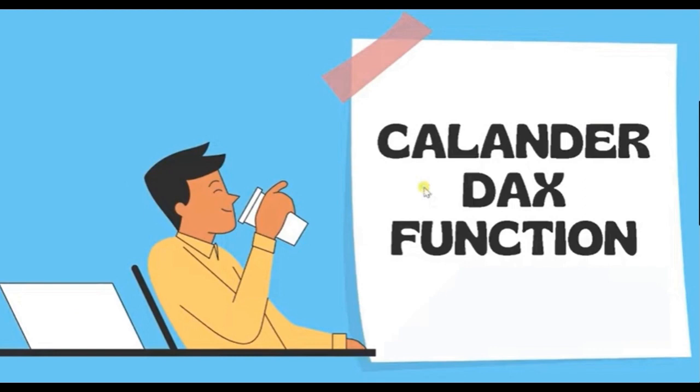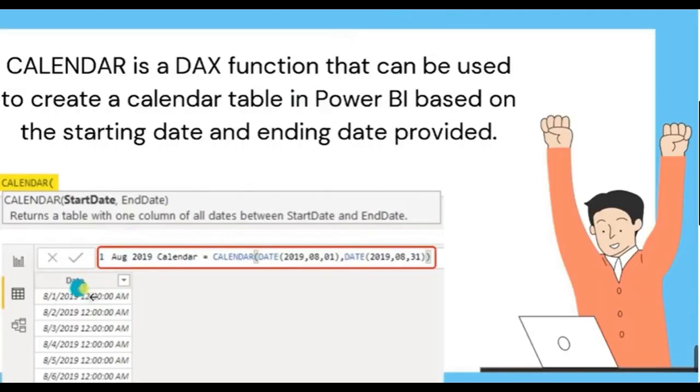Now what is the CALENDAR DAX function? So CALENDAR is a DAX function that can be used to create a calendar table in Power BI based on the starting date and the ending date provided. We can write it like CALENDAR, start date, end date, and it returns a table with one column of all dates between start date and end date. So if we have a table where 10 years of data is there, like 1st January 2000 to 31st December 2000, 2001 to 2010, but we want the data of only 2005 and 2006, then we can specify like this: CALENDAR, start date 1/1/2005, 31/12/2006. So we will write it like this and it will return the data in the same date range.